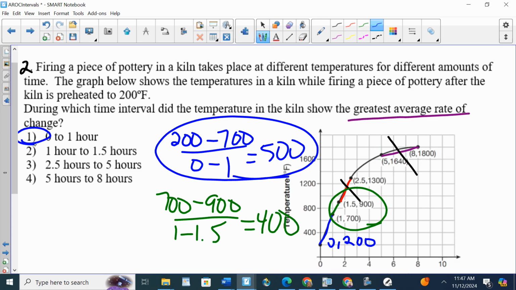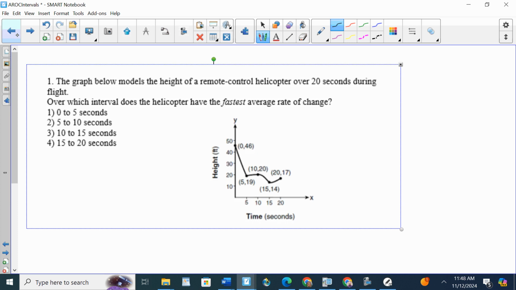But if they give you a graph, whichever one is steepest, that's the greatest average rate of change. Whichever one is flattest, that's the slowest. So if this question said which one was the slowest, I know without a doubt that's the purple. So that would be my answer. I wouldn't even bother calculating anything. Like for number 1 here, when it says which one has the fastest average rate of change, it's very clear that this one has the steepest slope.